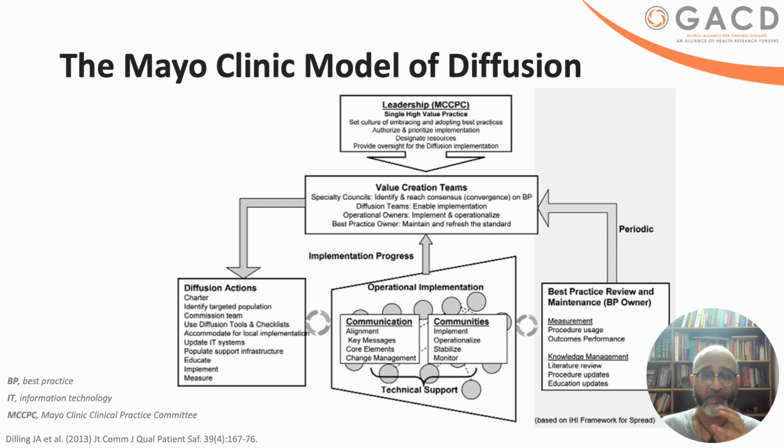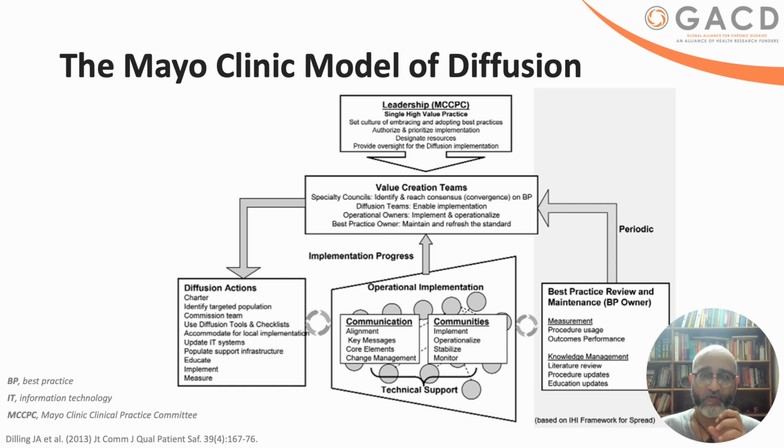Here is another framework called the Mayo Clinical Model of Diffusion. The five key elements of this diffusion model and how they relate to one another are as follows. Firstly, leadership groups such as the Mayo Clinical Practice Committee or specialty councils or other groups may initiate the development of a new practice, or it may indeed evolve from frontline staff. After such a best practice is identified and approved, the expectation is that it will be broadly diffused and constantly monitored and updated as necessary.